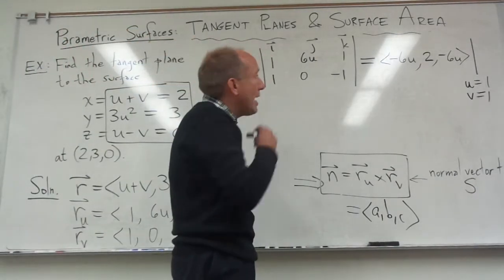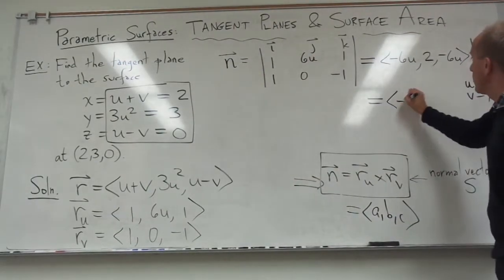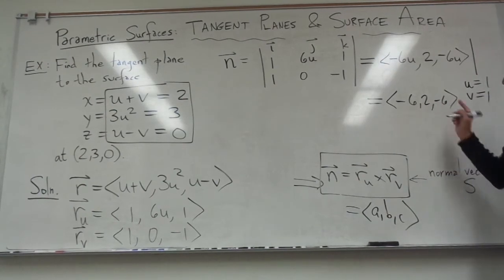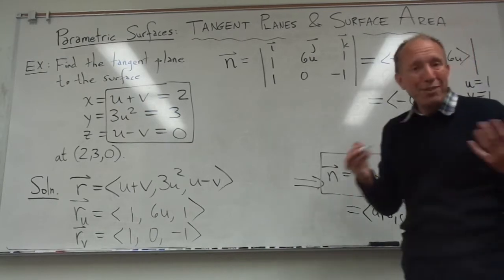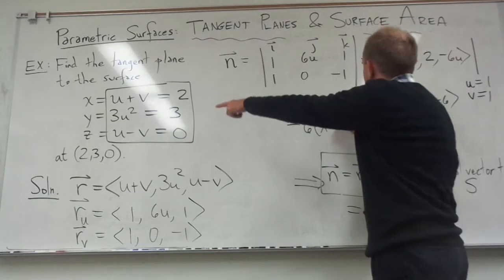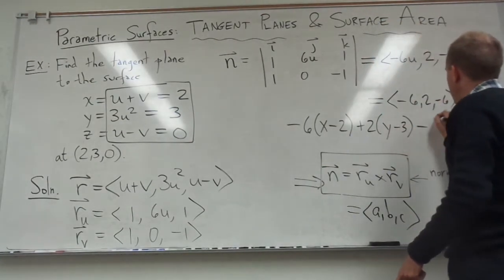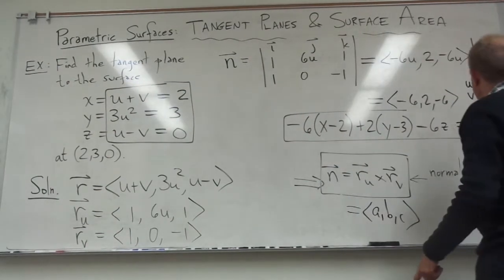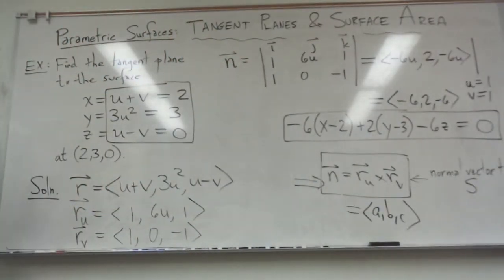That actually has to happen. Okay. If I now plug in u equal to 1 and v equal to 1, I'm going to get a very specific normal vector right here. And so with that, I can then write the equation of the plane, right? We have negative 6 times (x minus 2) plus 2 times (y minus 3) minus 6 times (z minus 0), and all of that has to add up to 0. So there's the equation of the tangent plane.